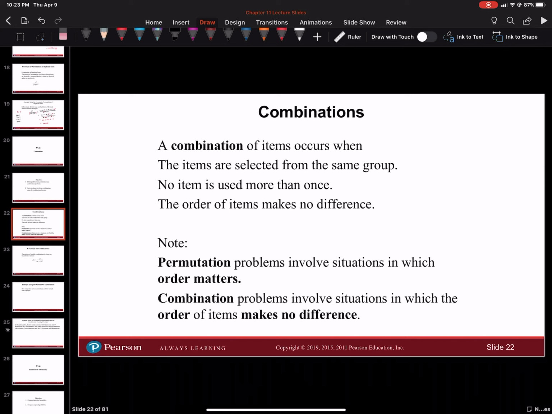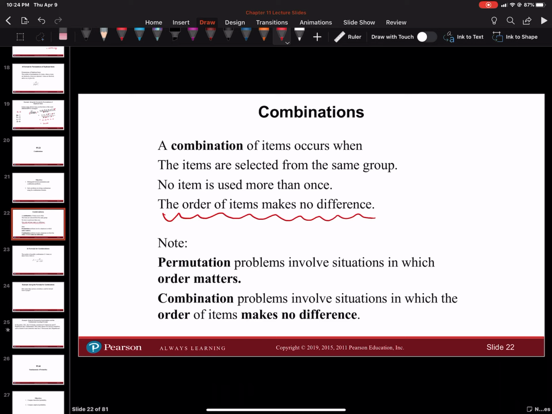So let's look at the definition of combinations. A combination of items occurs when the items are selected from the same group, no item is used more than once, and the order of the items makes no difference. So you need to make note: the order of the items makes no difference. That's the difference between permutations and combinations.